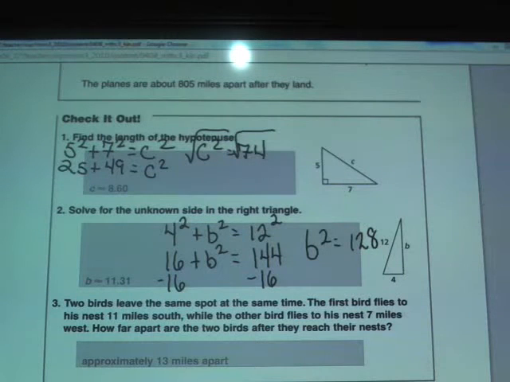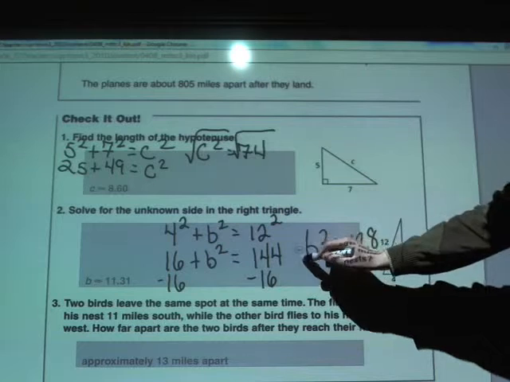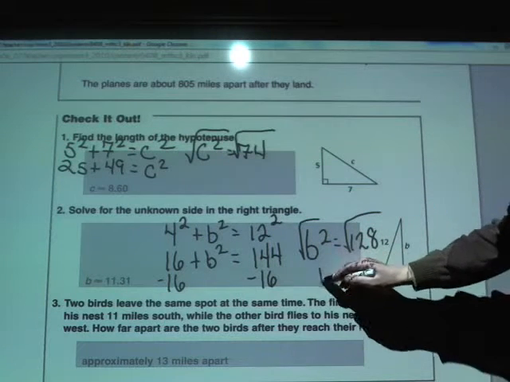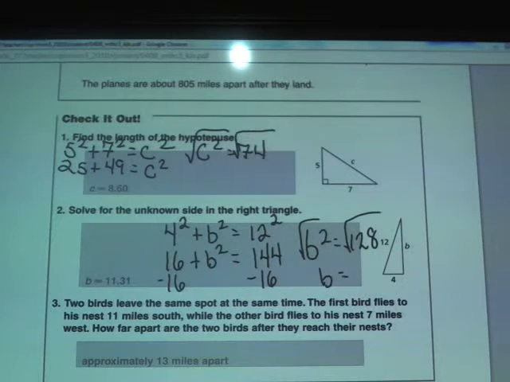But again, this side of the triangle isn't marked b squared, it's just marked b. So I'm going to go ahead and take the square root to finish to find b here. When I take the square root of 128, the result is 11.3137085. They've rounded again to the nearest hundredth, and that's how they came up with 11.31.